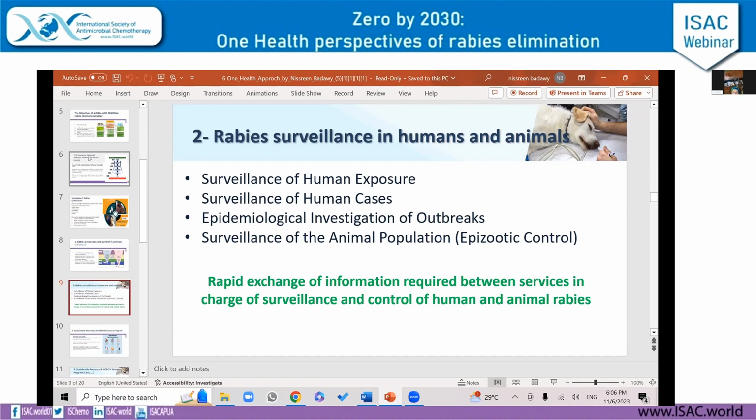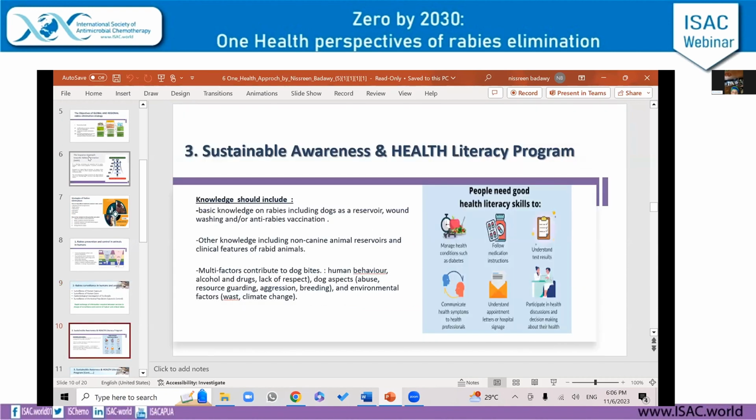Rapid exchange of information must be done among all stages. Any strategy, whether education, prevention, vaccination, or surveillance study, needs about 5 to 10 years to be effective and to obtain its objectives.